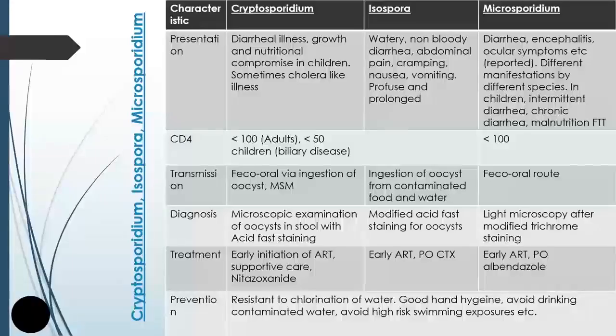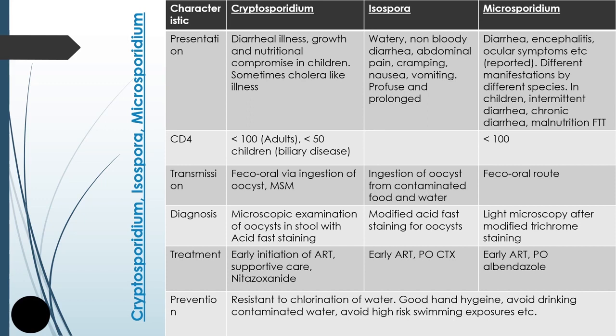Okay. Patients can present with diarrhea in advanced HIV, and the common causes include cryptosporidium, isospora, and microsporidium. All of these present with advanced HIV disease when the CD4 count is less than 100 or 50. There are different clinical presentations. Cryptosporidium presents with growth and nutritional compromise in children, diarrheal illness, and sometimes cholera-like illness. And sometimes it's recurrent watery diarrhea.